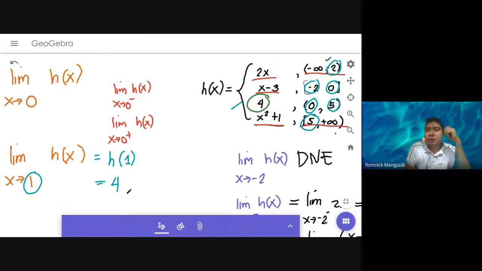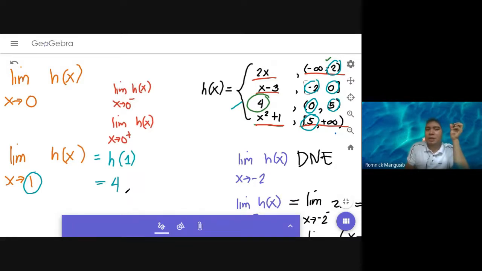Dahil from 0 to 5, dun napapasama si 1. But 1 is not a critical value kasi hindi siya yung nasa gilid. Okay? Or last in the interval. Samantala yung 0 is a critical number, a critical value. So ibig sabihin, you need to check its left and right.